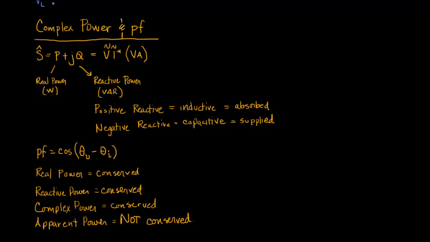In fact, that's why when you look at a circuit, the power company supplies one amount of power, and the power at the other end seems to be less sometimes. But the idea that these three are conserved is going to be to our advantage. And the power factor is simply the cosine of the difference between the voltage and the current, at the source that you're interested in.